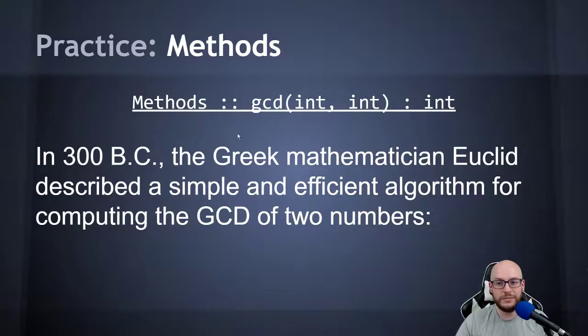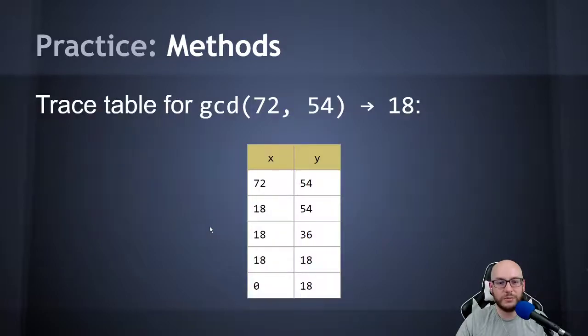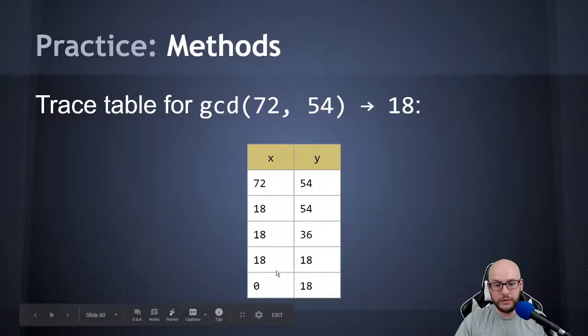In 300 BC, we came up with a different, more efficient, simple algorithm for computing the GCD of two numbers. Okay, so here is a trace table for GCD 72 54, right? When I call GCD 72 54, the order of these shouldn't matter, I get 18. That is the greatest common divisor of these two. Now, here is X and Y as they change over the course of the loop. We see 72 54. After one iteration, X is now 18.